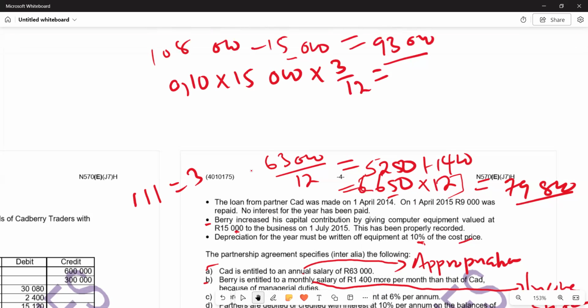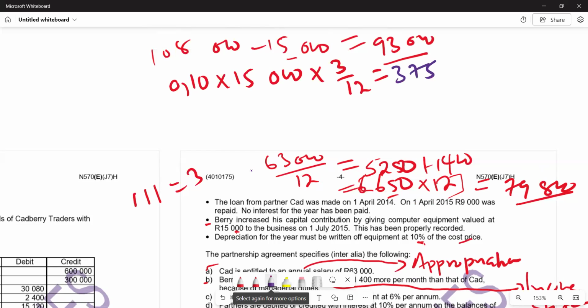So we try to calculate it as such, and we see that if we say 10% of 15,000, you get 1,500. Then you multiply by 3 over 12. You're going to get 375. So 375 is the depreciation for the equipment that came during the year.